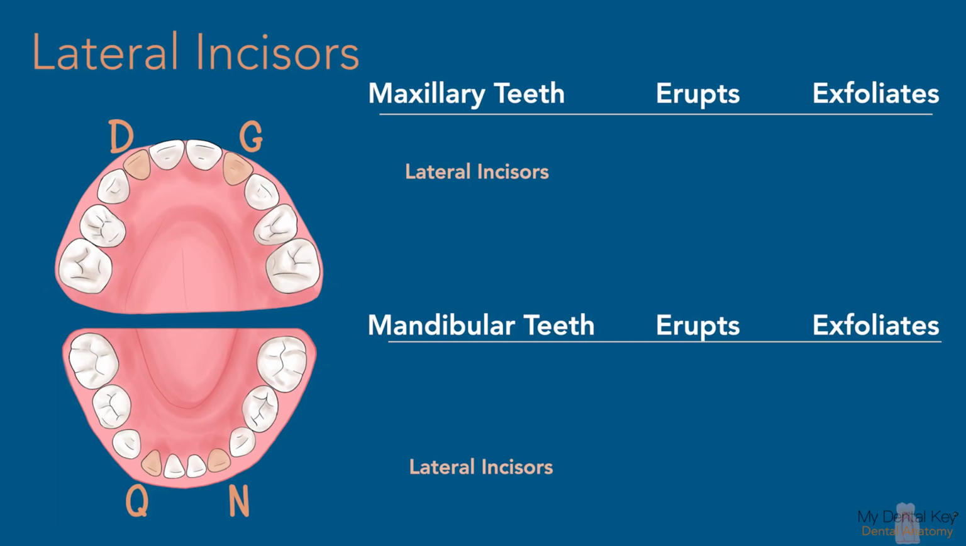Mandibular lateral incisors erupt into the mouth around 7 to 10 months, and the upper lateral incisors erupt around 8 to 12 months. They exfoliate at about the same time as the central incisors, around 7 through 8 years in the mandibular arch and 8 to 9 years in the maxillary arch.